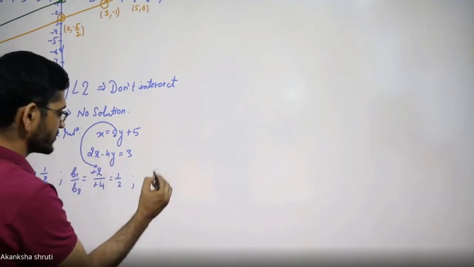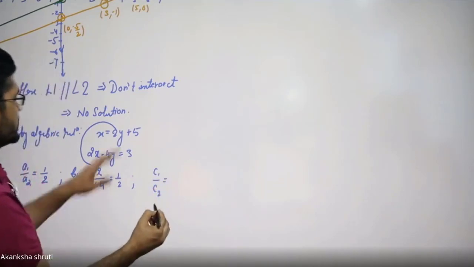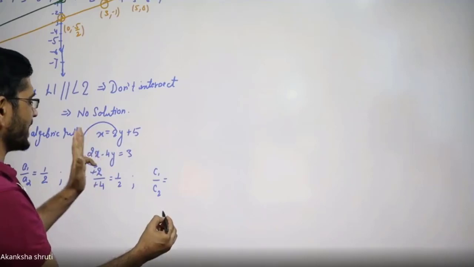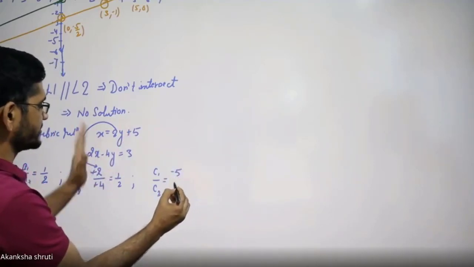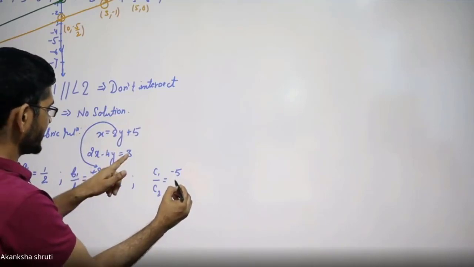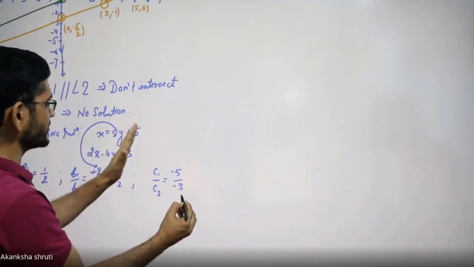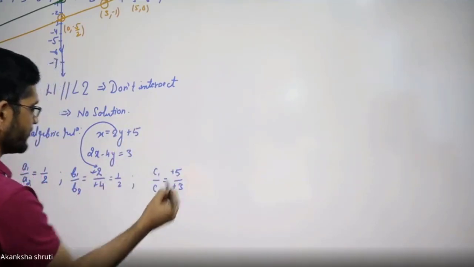Coming to the third ratio, C1 by C2. C1, again bringing it on the left hand side, it becomes minus 5. Better habit is to write all this with the left hand side. Bringing this 3 on left hand side, minus of 3. Though even if both are on the right hand side, minus minus are getting cancelled. So it is simply 5 by 3.